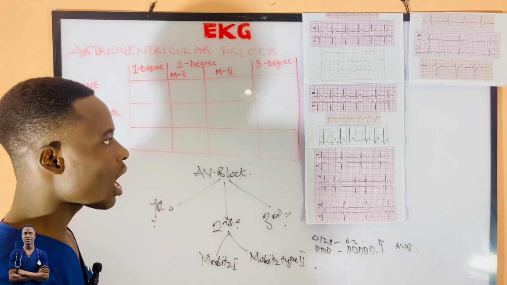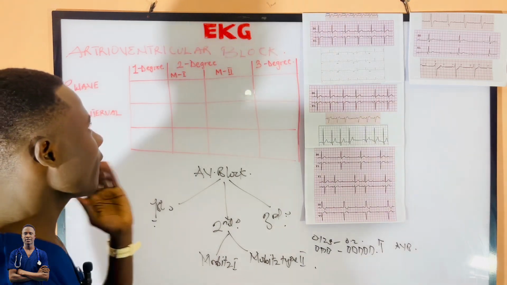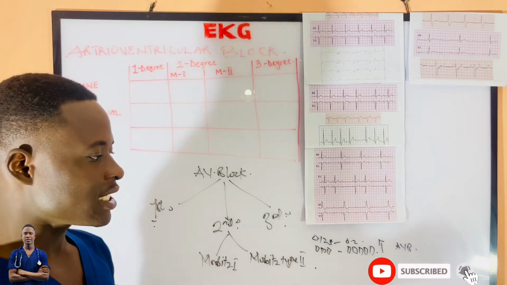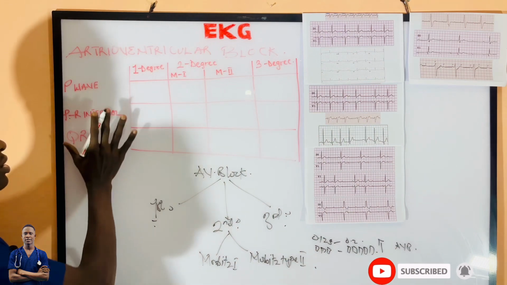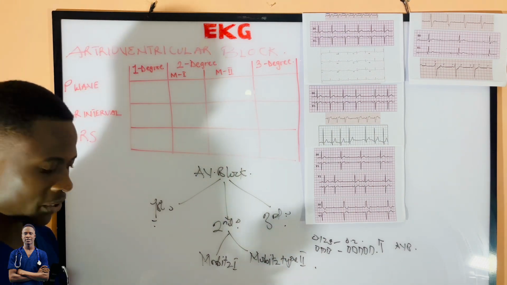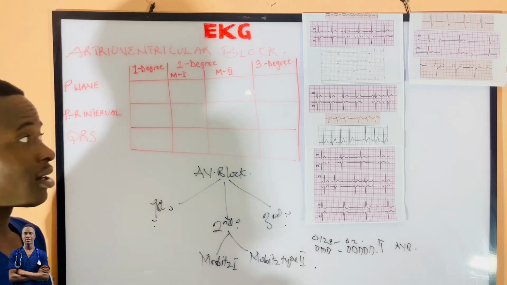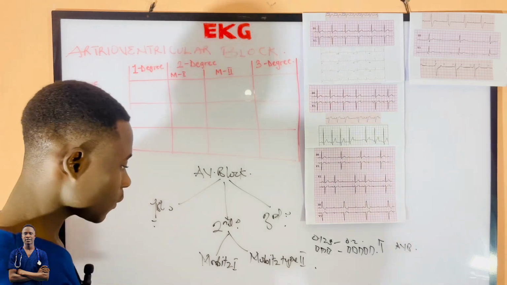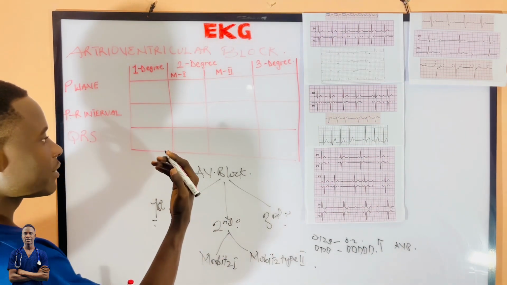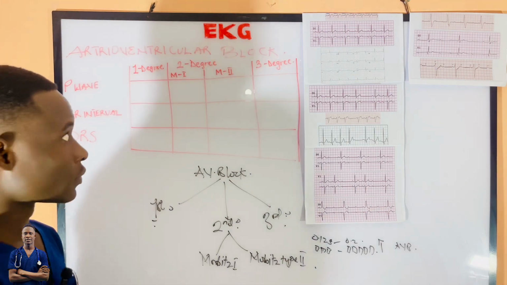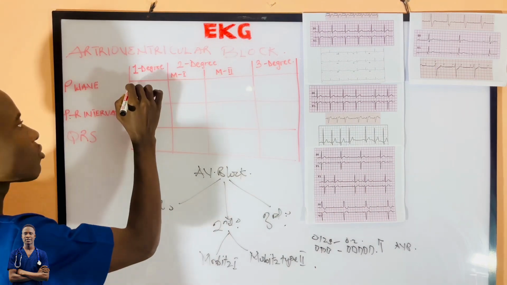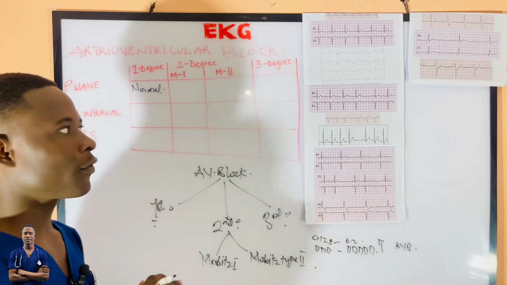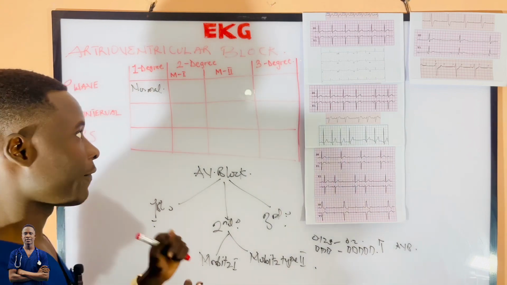Now, how are you going to identify a first degree block? For a first degree block, you'll be based on these three criteria. We have our P wave, we have our PR interval, and our QRS. Are you clear with me? Now, look at something over here. When you take the first degree block, we have a normal P wave. The P wave over there is going to be normal in the first degree.